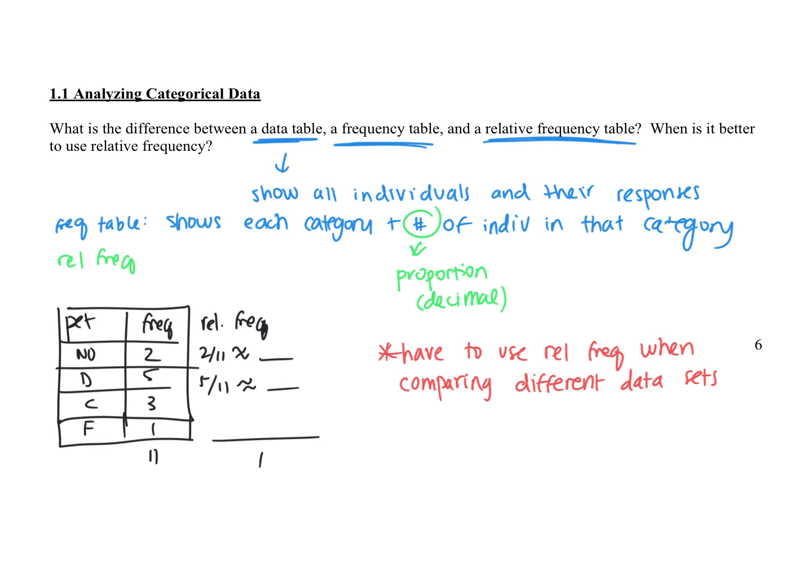Okay, for example, let's say that I wanted to know about the distribution of eye color in this class versus my 8th period class. You all have 28 students. My other class has 27 students. So I can't just compare 5 people with blue eyes to 5 people with blue eyes. I would have to look at relative frequency, or the decimal, in this class compared to the other class. So anytime you are comparing data sets, you're going to have to use relative frequency.